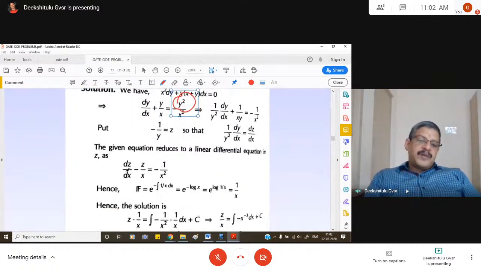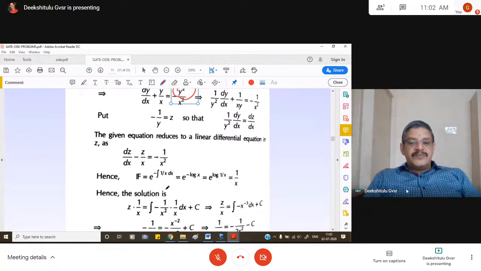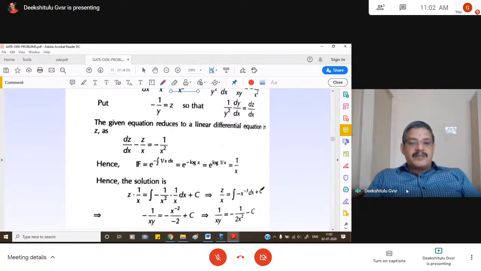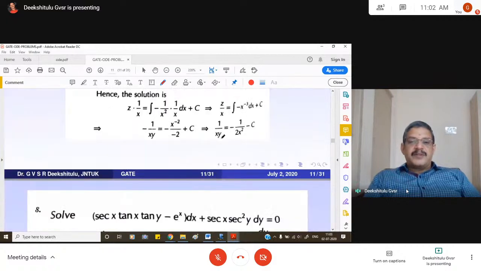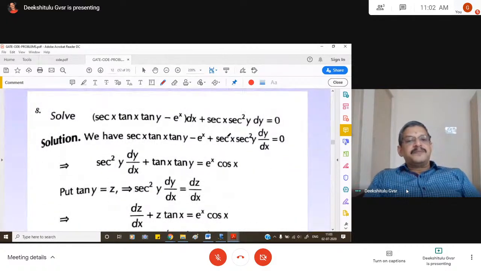So it's in the linear form, wherein p of x is minus 1 by x. So the integrating factor becomes e power minus log x, or 1 by x. So multiply this equation with 1 by x: z into 1 by x, minus z by x square is equal to minus 1 by x cube. If we integrate this, we get a solution like this.